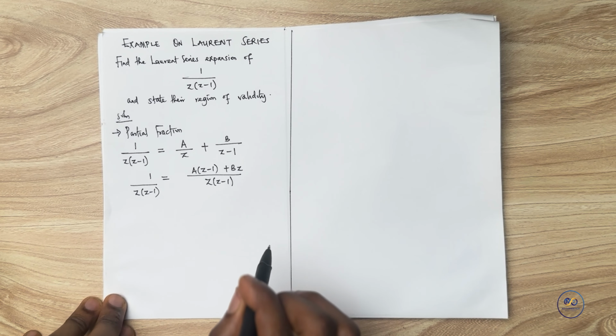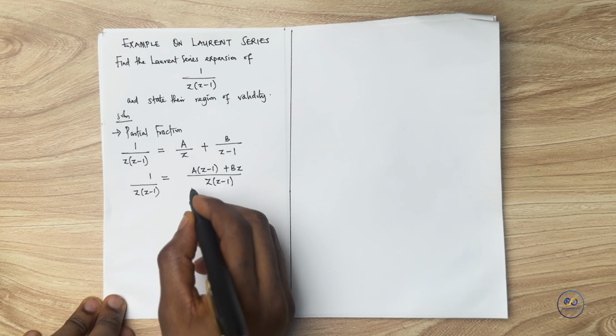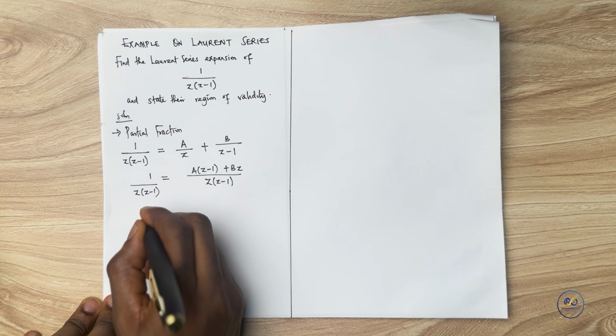Now, we've taken the LCM. The next thing we do is cross multiply, which would immediately mean that the LCMs will cancel out, or the denominators will cancel out. We'll then have A into Z minus 1 plus BZ equals 1.